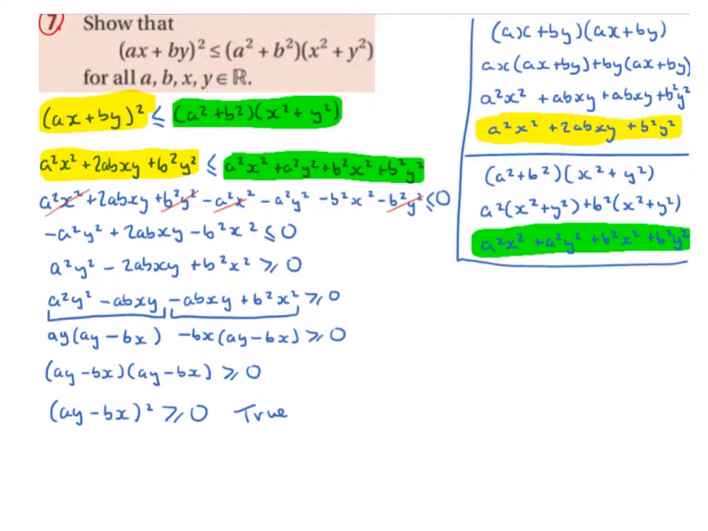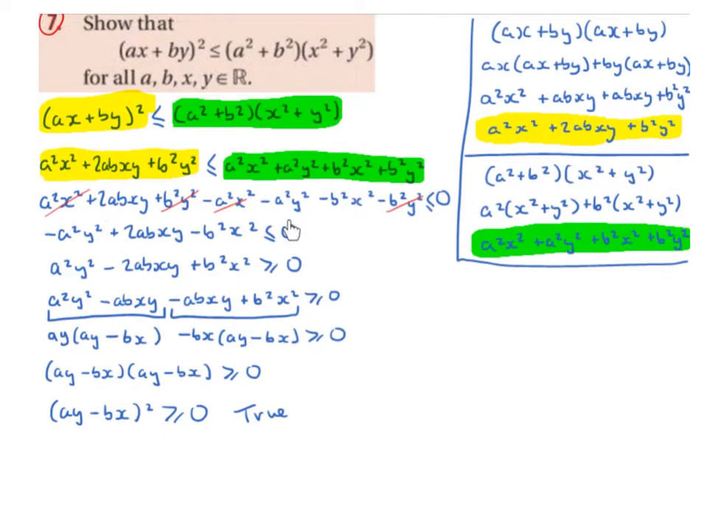Then I can start to cancel out. So a²x² will cancel with minus a²x², and b²y² will cancel with minus b²y². So I can bring down the minus a²y², and bring down the 2abxy, and bring down the minus b²x². And that's all less than or equal to 0.